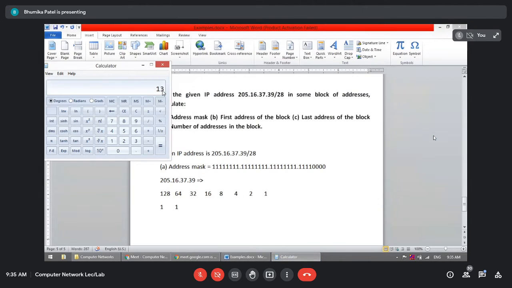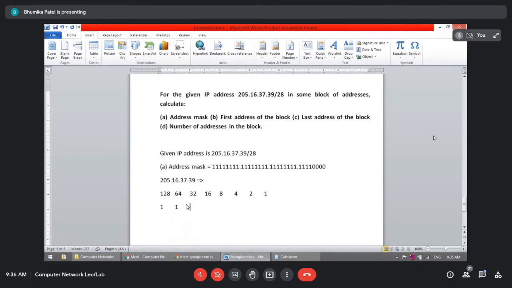Now I'm having 13. Is 13 greater than 32? No. So we are going to put 0 for the 32. Then is 13 greater than 16? No, right? So again on 16 it will be 0. Is 13 greater than 8? Yes, right? So we are going to use the bit for 8. That leaves 5. So for the 32 it is 0, for the 16 it will be 0, for 8 we are going to put 1.